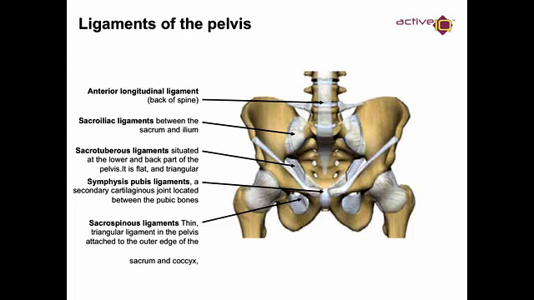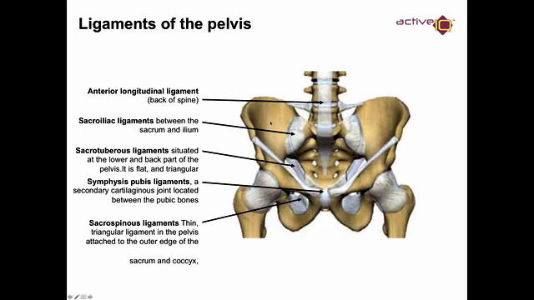And now some important ligaments in the spine. Anterior longitudinal ligament, which runs all the way down the spine. We have the sacroiliac ligaments. These are between the sacrum and the ilium. As you can see there, they're in between the sacrum and the ilium.